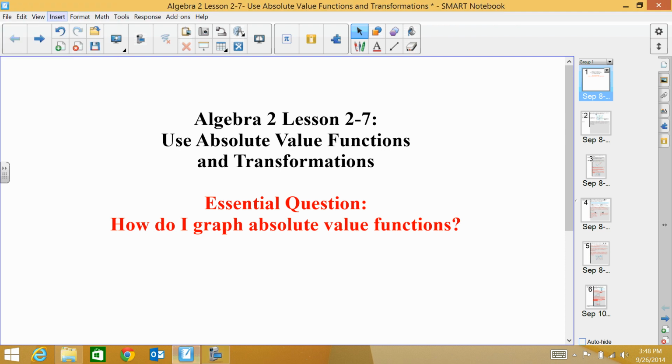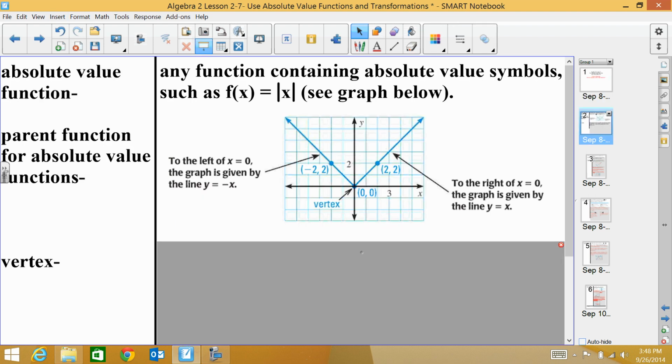For section 2.7, we're going to talk about absolute value functions and transformations, and we're going to learn how to graph absolute value functions by hand. Since you've already done this on the graphing calculator, it should be fairly easy for you. So I'm going to go through this fairly quickly, but feel free to pause at any time.